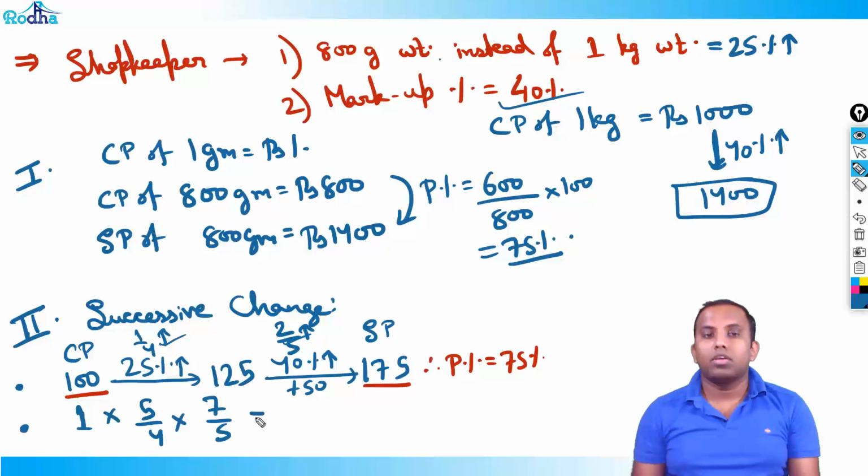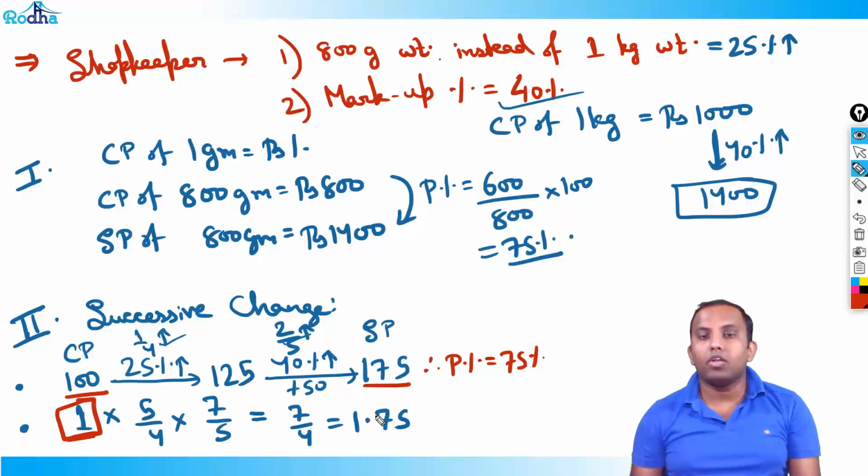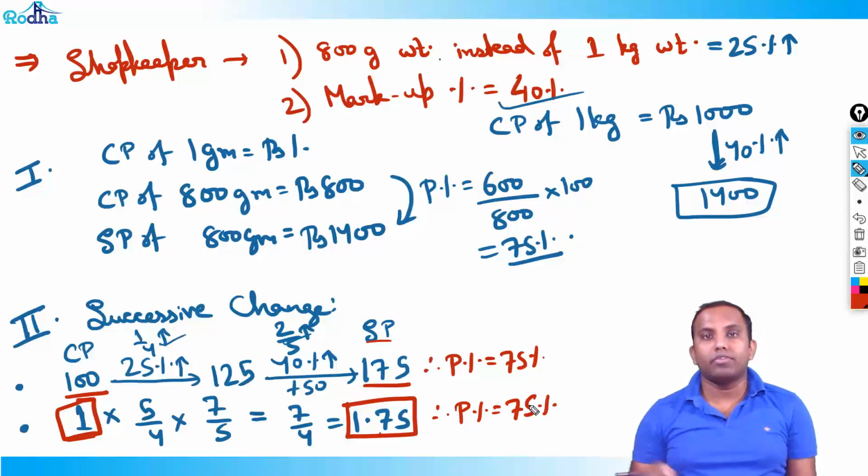So what is SP now? SP becomes 7 by 4. What is 7 by 4? 1.75. So CP I assumed as 1, and SP I got as 1.75. What is the profit percentage? Again 75%. 1 to 1.75, so 0.75 on 1. That means 75 on 100. 75%. Right.